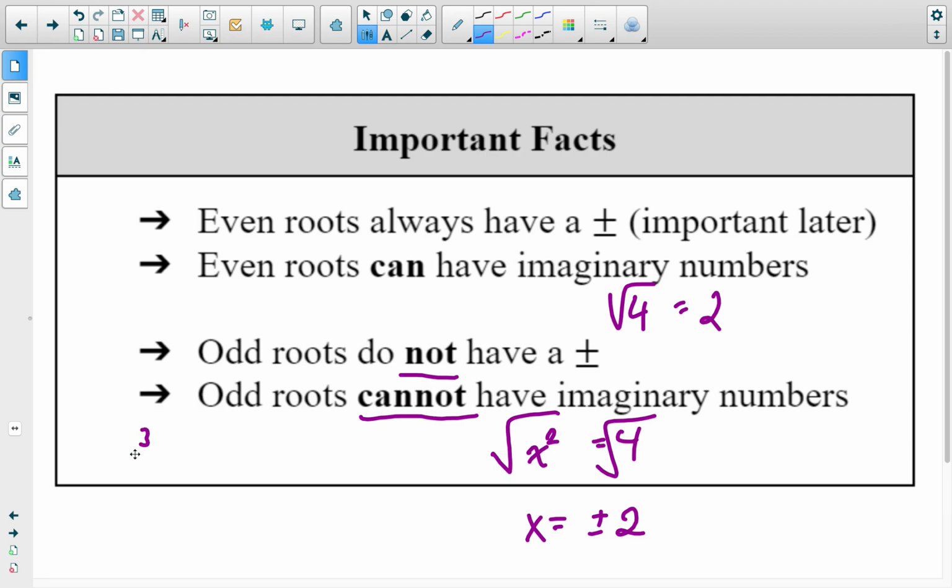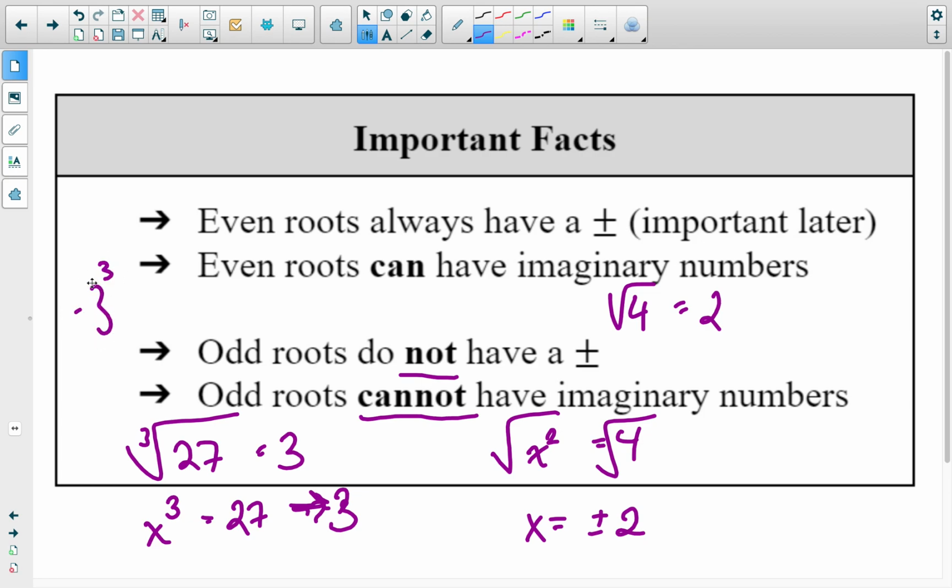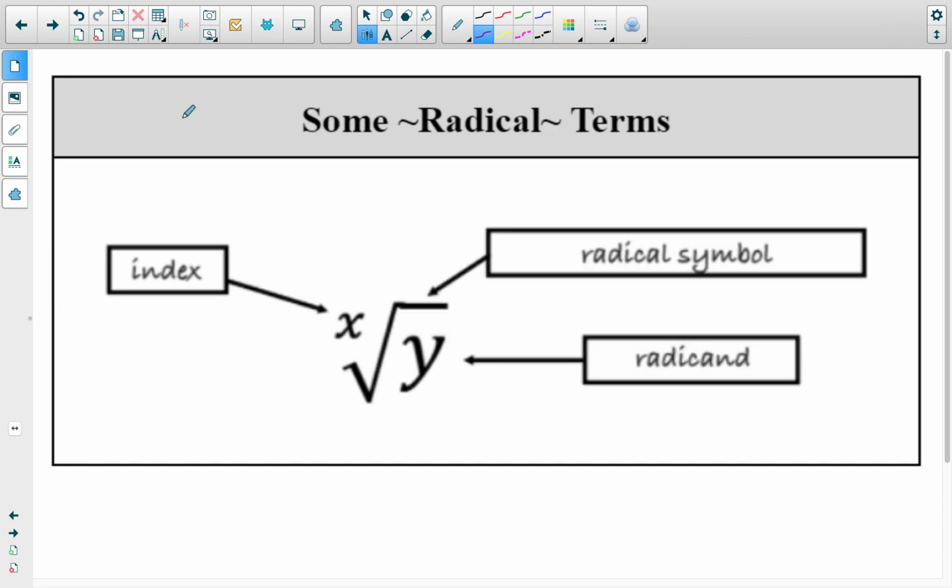Versus cubed roots, right? So like an odd root, if I say, what's the cubed root of 27? Only 3. Okay, and the same thing, like what number to the third power gives me 27? It's just going to be 3. Okay, there's not a plus or minus there because negative 3 to the third power would give us negative 27. Okay, so just some stuff to keep in mind.